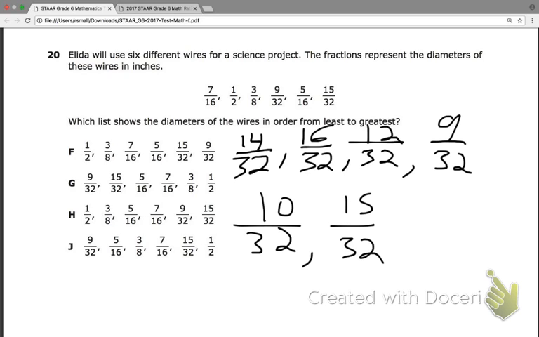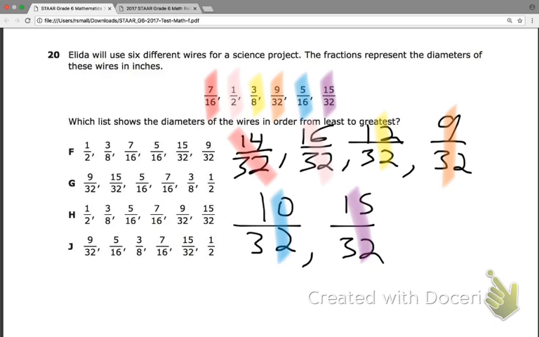So now, I want least to greatest. Alright, so first let's do some color coding. 14/32 belongs to 7/16. 16/32 belongs to 1/2. 12/32 is 3/8. 9/32 is 9/32. 10/32 is 5/16. And 15/32 is 15/32.